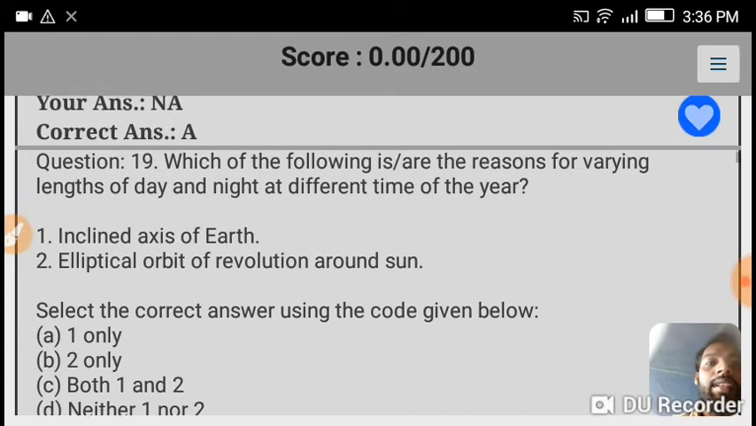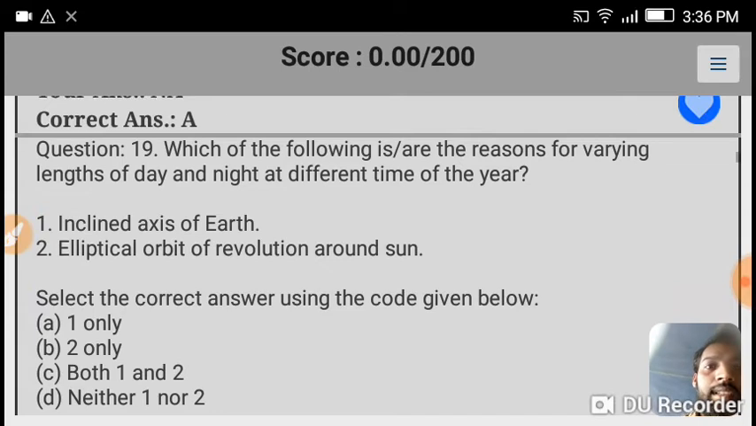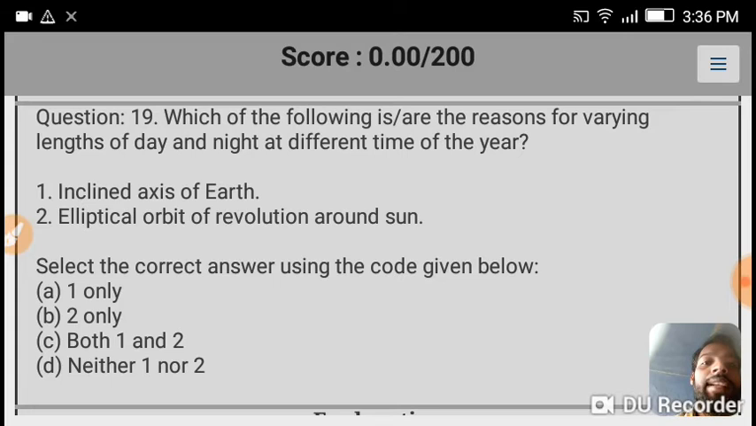Next, which of the following are the reasons for varying lengths of day and night at different times of the year? It is mainly the inclined axis of the Earth. Second is the elliptical orbit of revolution around the Sun. So, which of these are reasons for varying lengths of day and night at different times of the year?